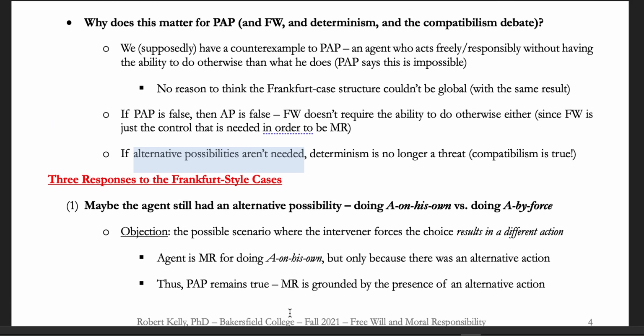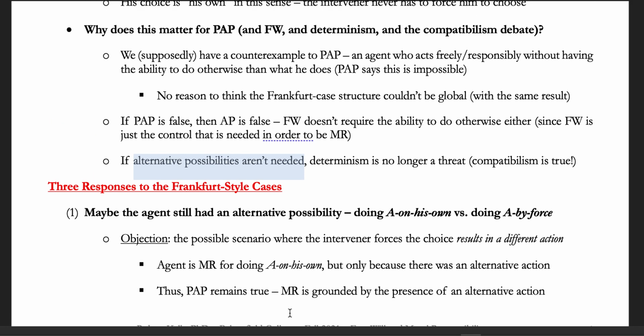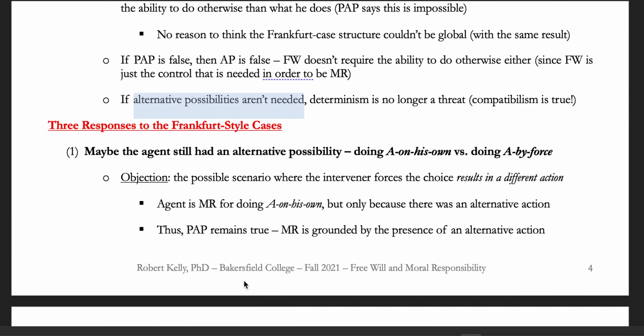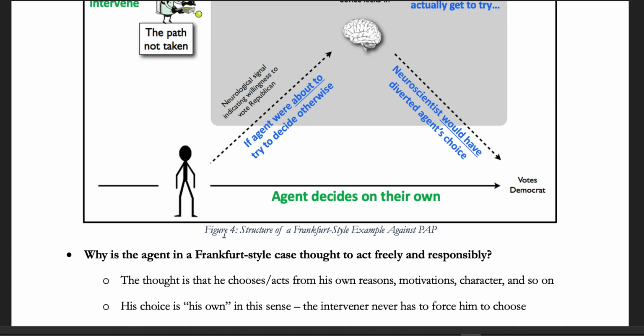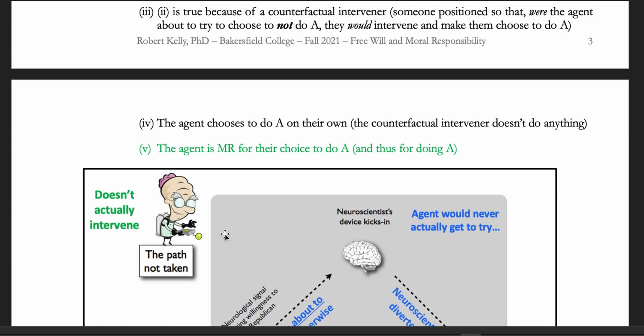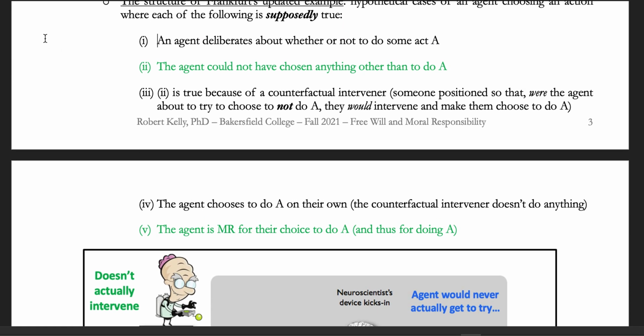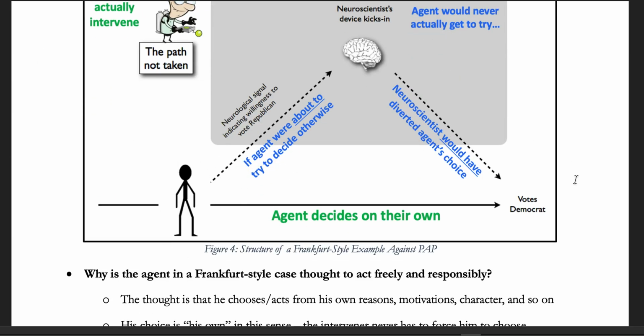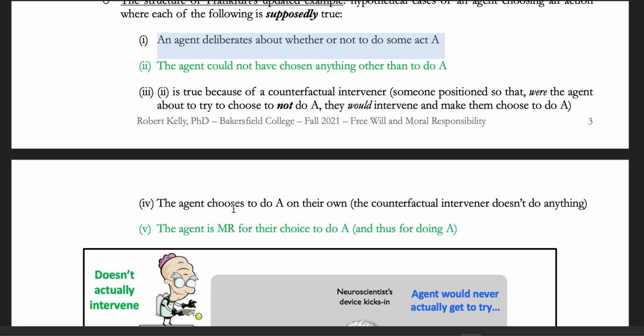Okay? Now let's look at a few responses, or three responses, I should say. How have people tried to respond? Maybe I should just very quickly remind you of what's going on here. Some agent is deliberating. What am I going to do here? Am I going to vote Republican? Am I going to vote Democrat? Am I going to do A or B?